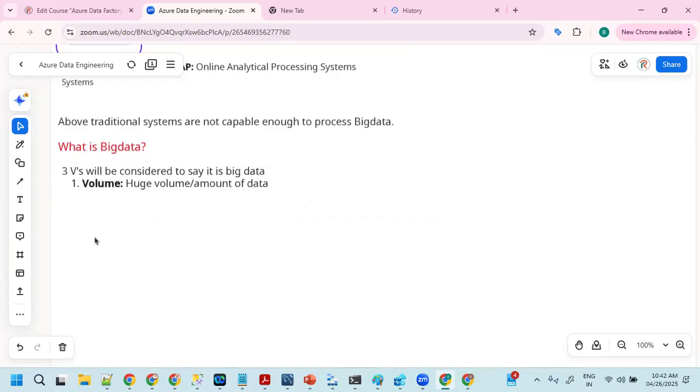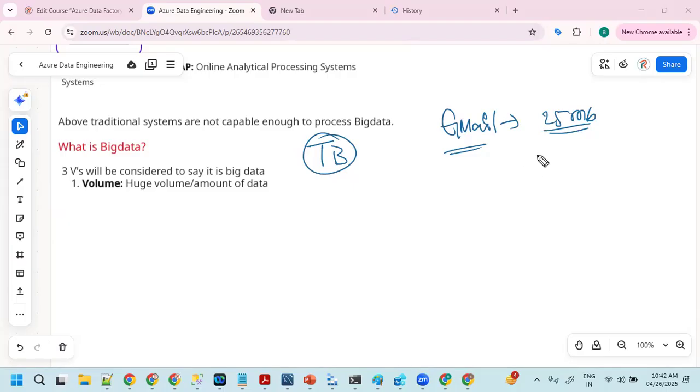I'll tell you one example. If you want to treat something as big data, do you need to have TBs of data to say it is big data? No. Take Gmail as an example. If you try to attach anything, it takes up to 25 MB only. You cannot attach more than 25 MB. In this particular case, 25 MB is big data for your Gmail.